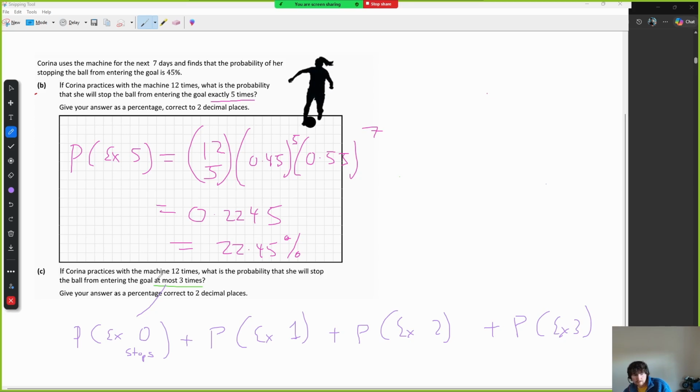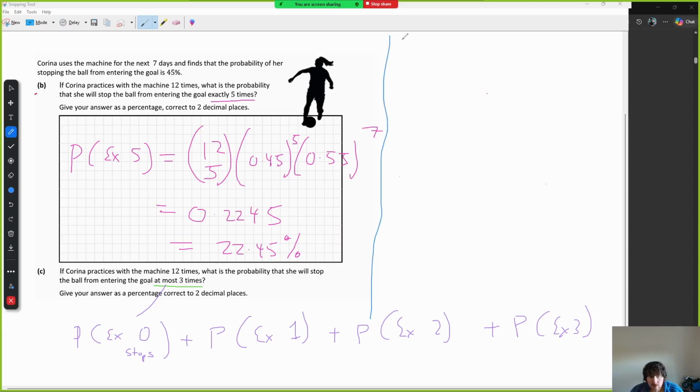So, because you have to add up all your exactly scenarios, at most three times is zero stops plus the one stop scenario, the exactly two stop scenario, the exactly three. So there's a bit of work in calculating all these. So I'll write it out maybe up here.